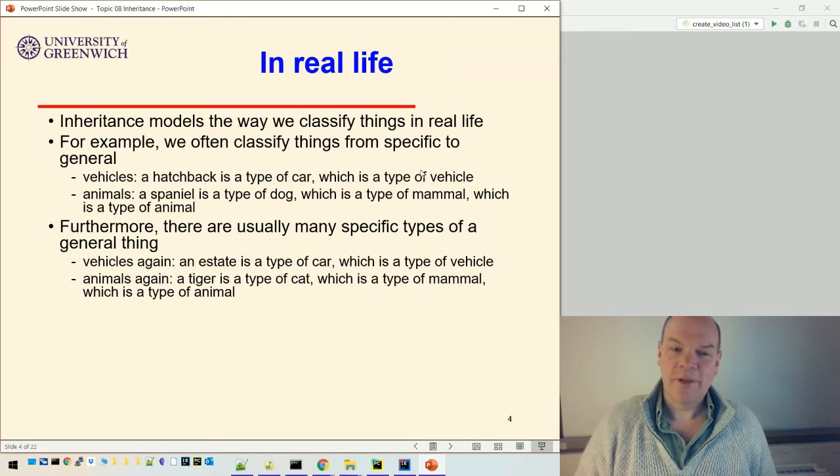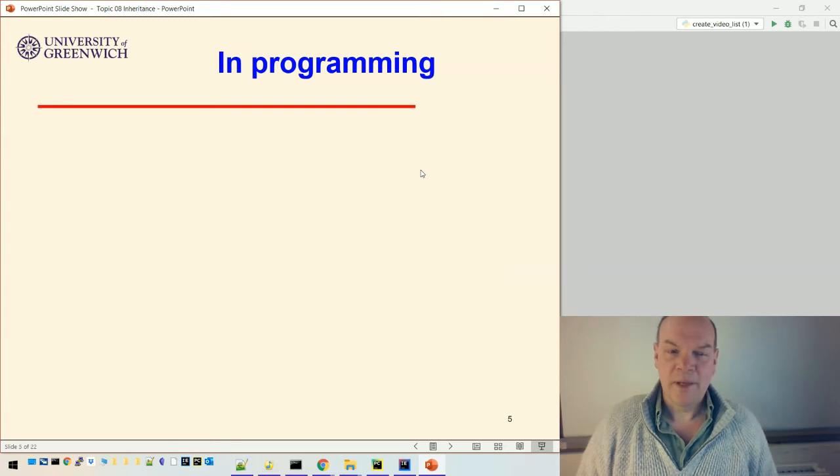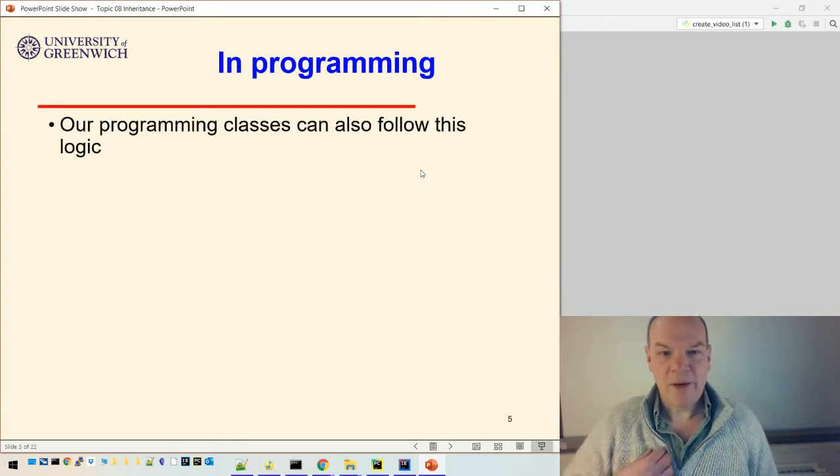So if you think about vehicles again, you could think about an estate as a type of car, which is a type of vehicle, or a lorry as a type of vehicle. Animals, a tiger is a type of cat, which is a type of mammal, which is a type of animal. So the general classes, the vehicles and animals in these two examples, have lots of specific subclasses. And in programming, our classes also follow this logic.